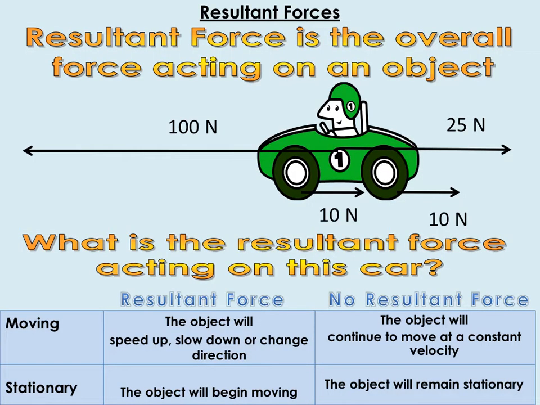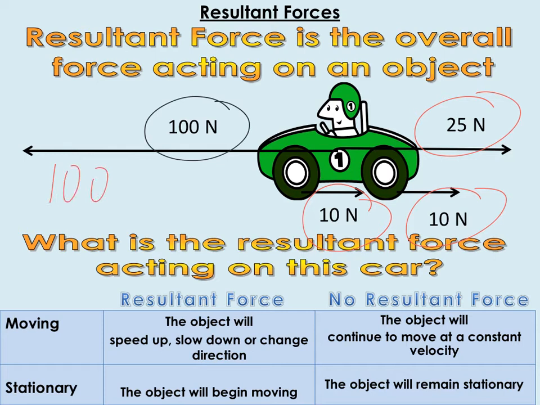At the end of the last slide, we looked at resultant forces. A resultant force is the overall force acting on an object. So you can see here that we've got a vehicle going forwards. It's got 100 newtons acting to the front, and then it's got 25 newtons worth of air resistance, 10 newtons of friction on those sets of tyres, and 10 newtons of friction on those sets of tyres. So to work out the resultant force, we would do 100 minus 25, minus 10, minus 10. That will give us an overall resultant force acting in the forwards direction of 55 newtons.